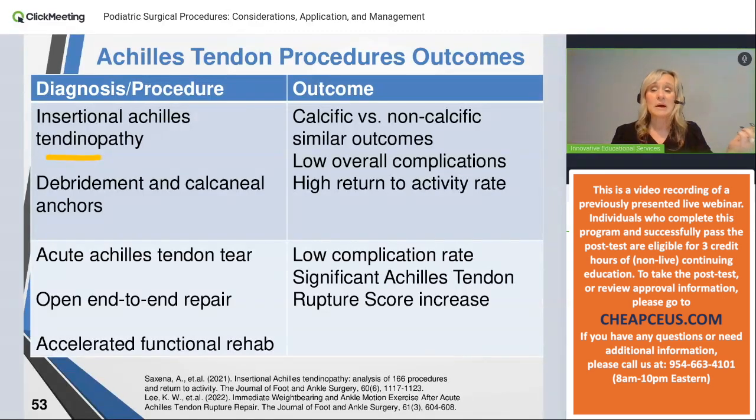They do find that about 96% of patients are getting back to their sport and their activity. Exercises typically include your heel raise, different sequences.